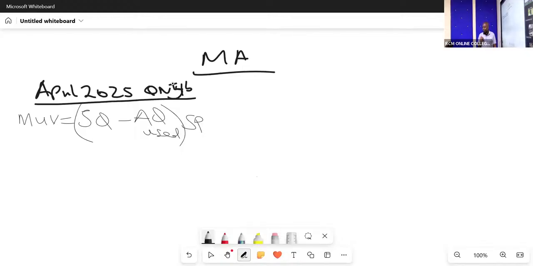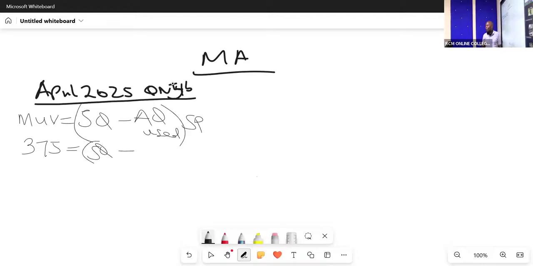Now, in this April 2025 question number 5B, has the examiner given me the material usage variance? How much is it? 375. So 375, is it favorable or adverse? If it's favorable, in my equation, I will leave it as positive. So 375 equals, in brackets, standard quantity, which we do not know, isn't it?